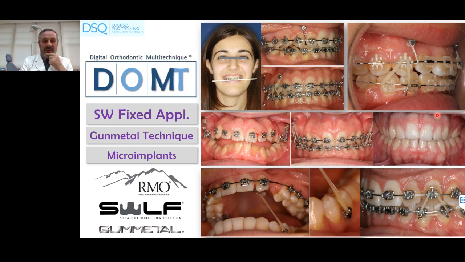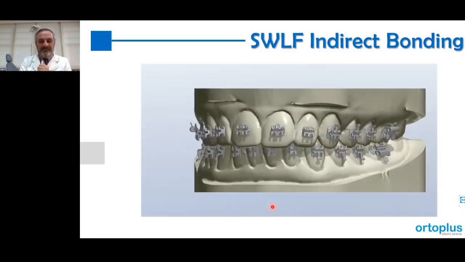The digital orthodontic multi-technique comprehends the combination of the Synergy bracket, the metallic bracket, and esthetic brackets, with mini implants. We use the mini implants, for example, to control the occlusal plane, to control the gingival smile, and to treat open bites. In this patient with an open bite, I put a couple of mini screws to close the space, using the mini screws in combination with brackets and wires to treat the canine impacted in the palate.